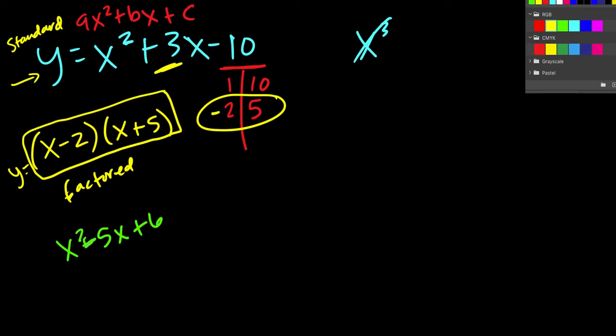Alright, that's supposed to be a minus sign. Here, I'll clean it up a little bit.